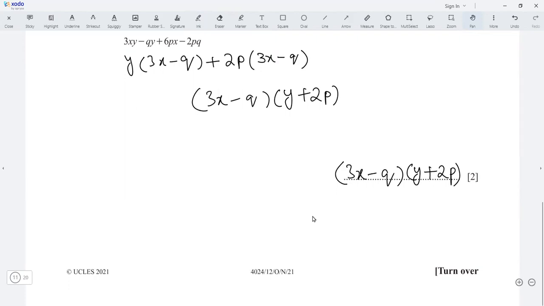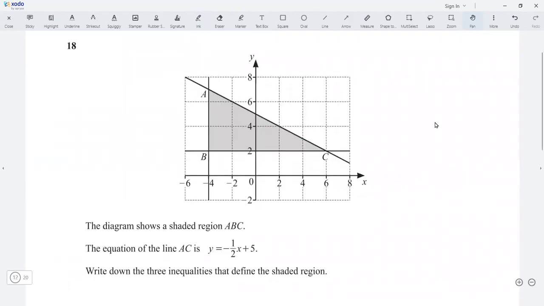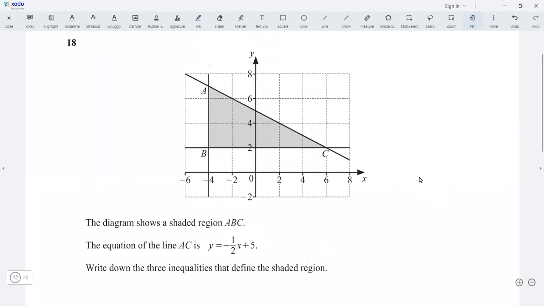Moving towards the next question. The next question is basically a linear inequalities graph question. So how to solve this? One of the equations of a line is given. You can see it must be an inclined line, not a line which is parallel to the x-axis or y-axis.